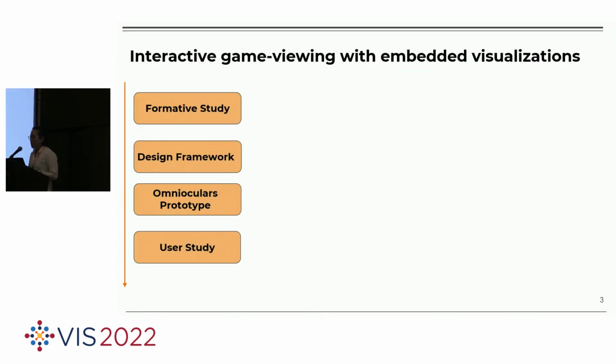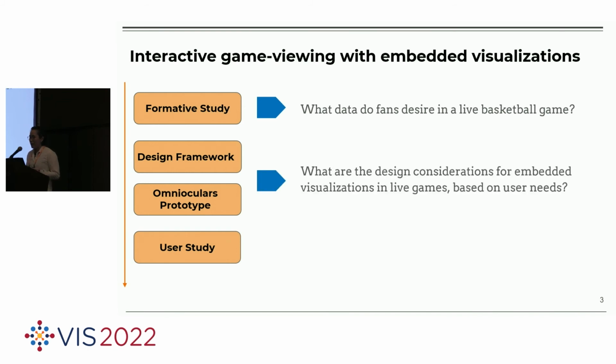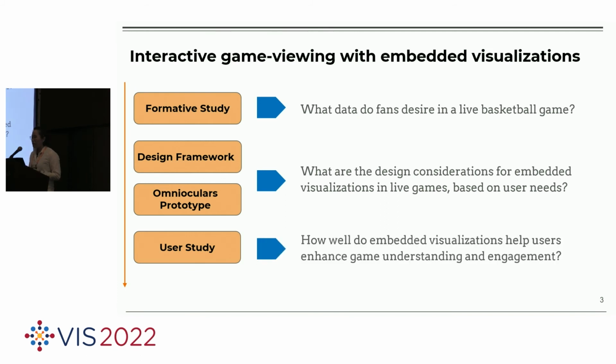To tackle this problem, we present a design study on interactive game viewing with embedded visualization for basketball fans. We adopt a user-centered design approach throughout the study. We first conduct a formative study to understand what data fans desire in a live basketball game. Next, we propose a design framework and build an omniloculars prototype to explore the design space of embedded visualizations in a live game. Finally, we conduct a user study to evaluate how well embedded visualizations help fans understand the game and engage in the game.